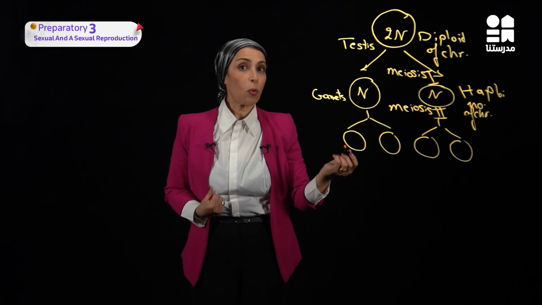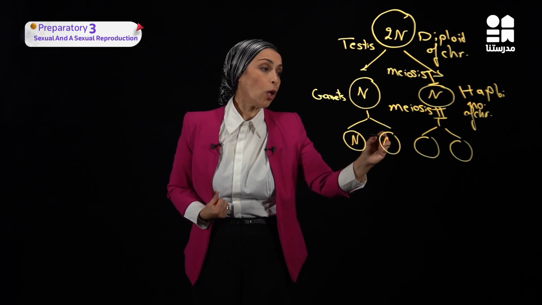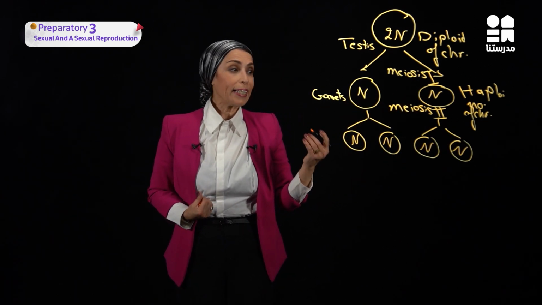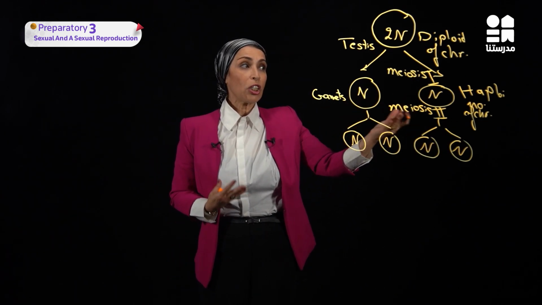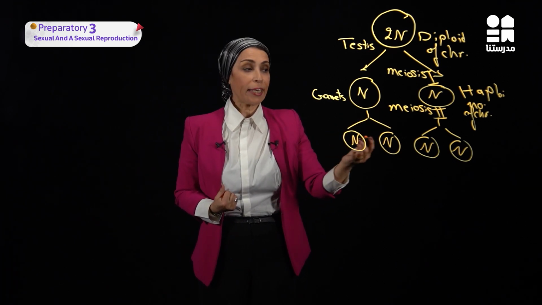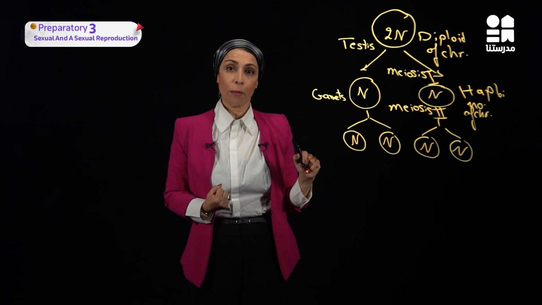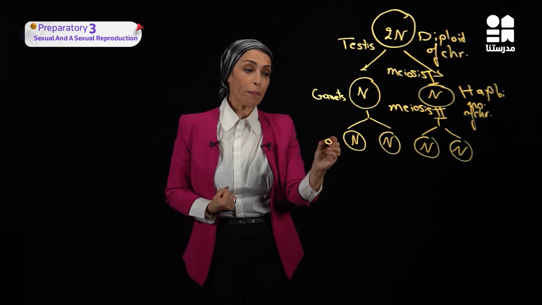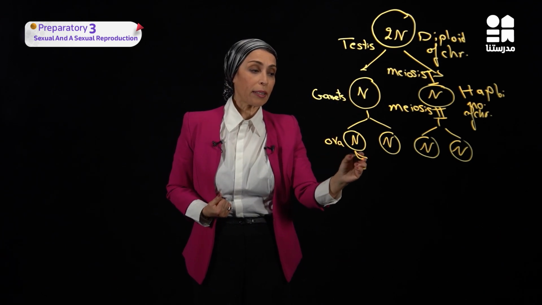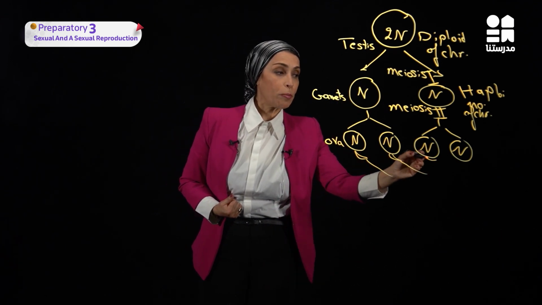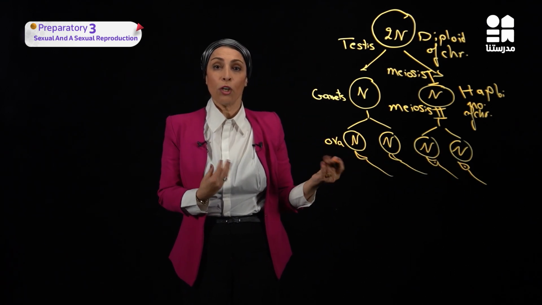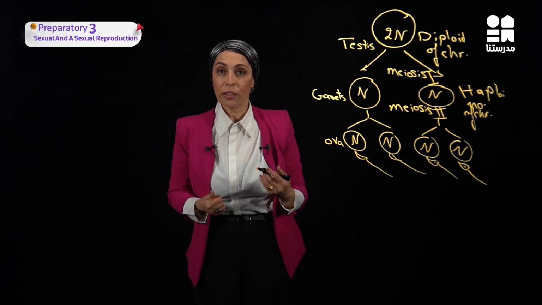Each one containing the haploid number of chromosomes. So here in meiosis 2, we just increase the number of the gametes, and they contain the same haploid number of chromosomes. Whether they come out of the ovaries, or the sperms coming from the testes, the gametes are ready for the second step, which is called fertilization.